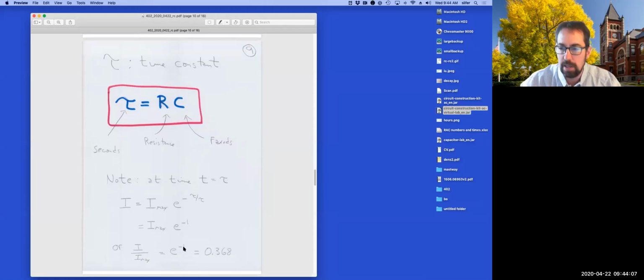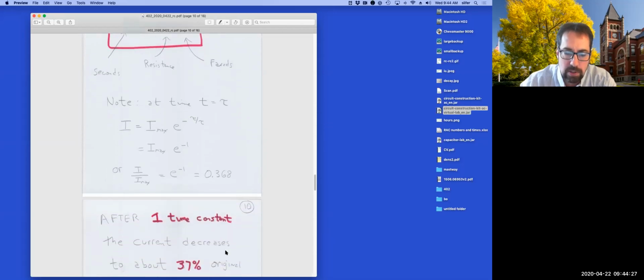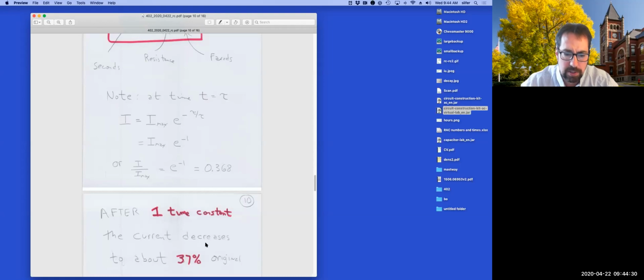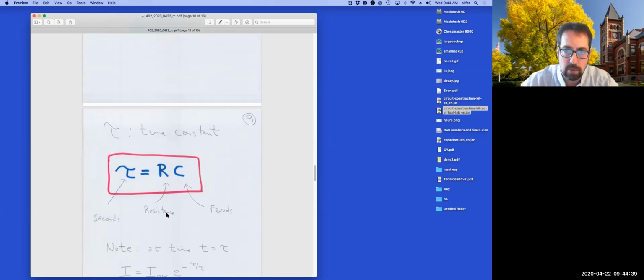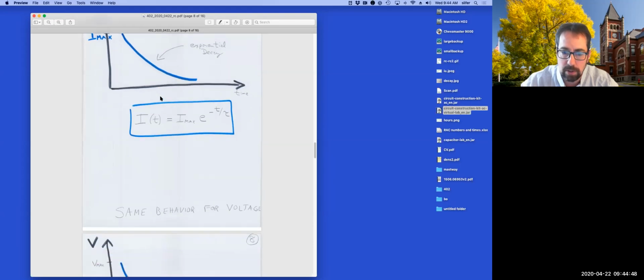If you punch e to the -1 in your calculator, you're going to get a number 0.3677, and so on, 27 digits. It never ends, actually. But if I round it off, it's about 0.37, right? So what this is telling me is that after one time constant, if the time constant is 5 seconds, then after 5 seconds, that current, which started at some maximum value, is going to have decreased to about 37% of its initial value. Okay, that's the power.